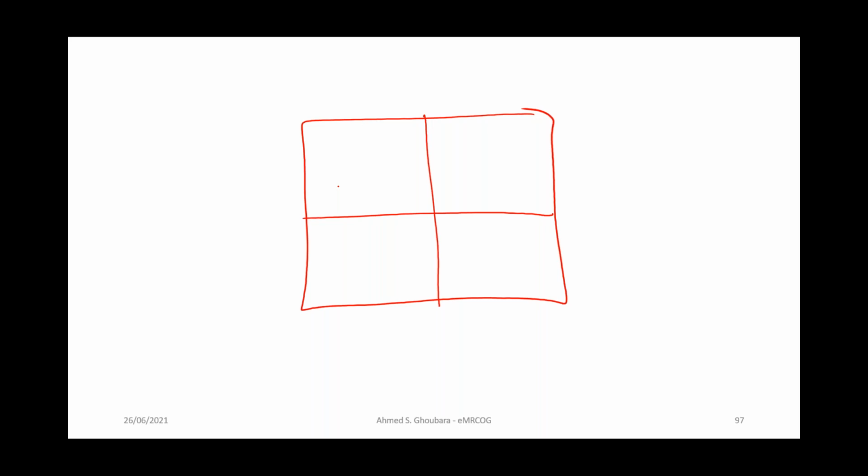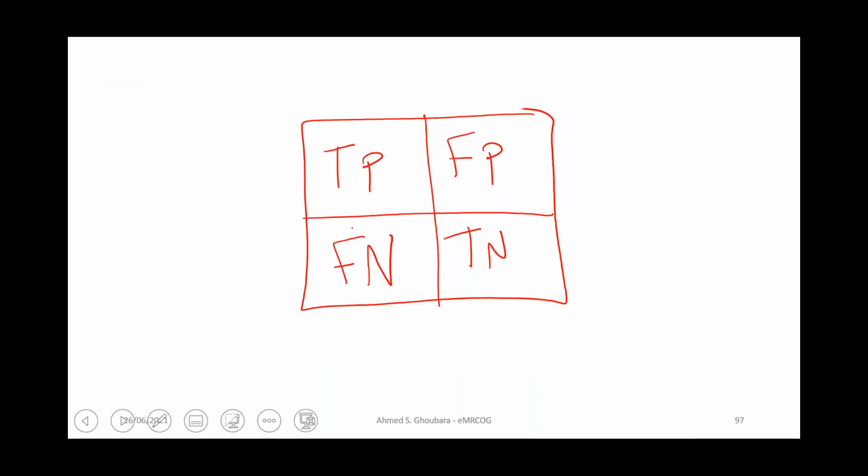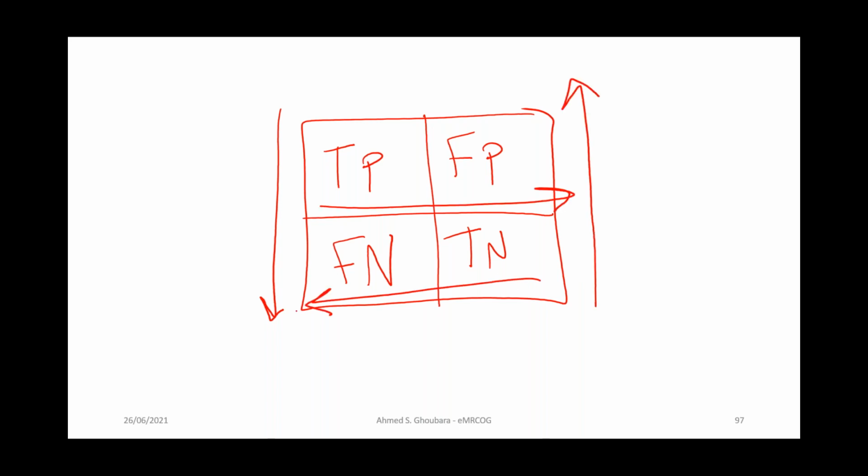So again, repetition makes you remember. Again, the base: true positive, true negative, false positive, false negative. Oops, sorry, start again. Sensitivity, specificity, positive predictive, negative predictive value. In your own handwriting it will be much better.